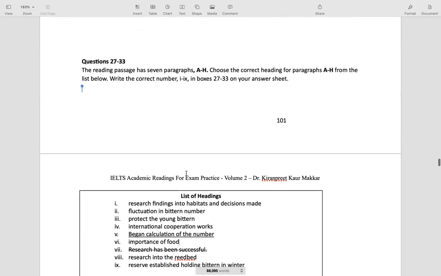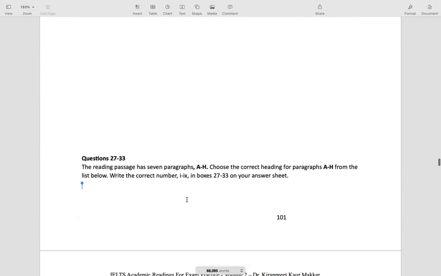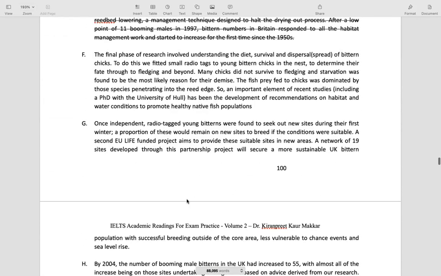Can you tell me which words make it clear that it's sixth? Sir, their diet and starvation. Diet and also starvation. Perfect. Good. Both the answers. Very good.